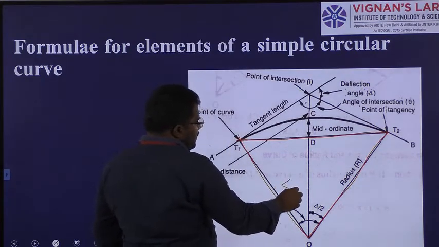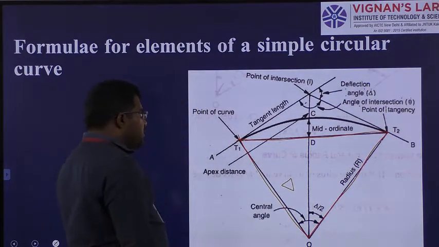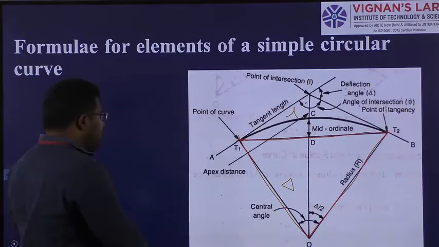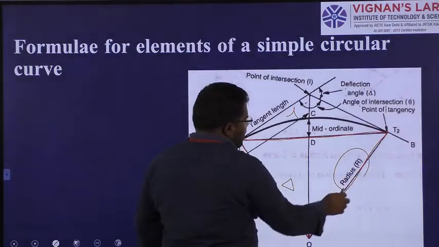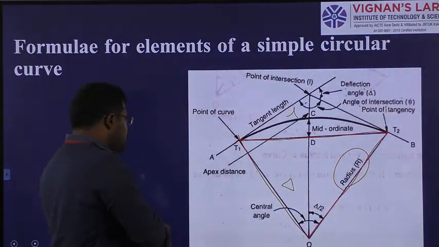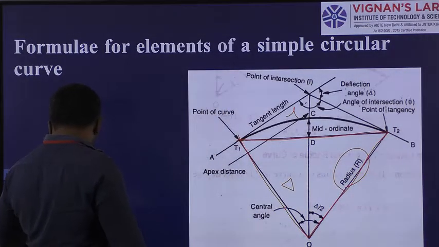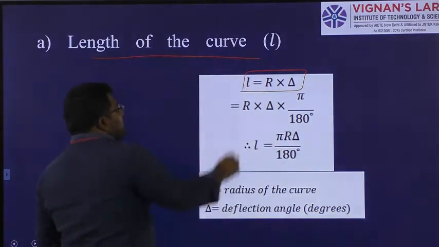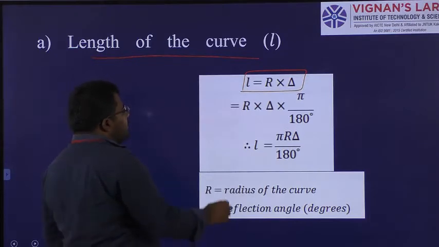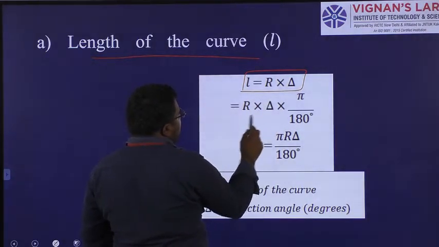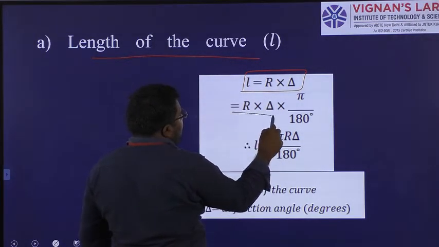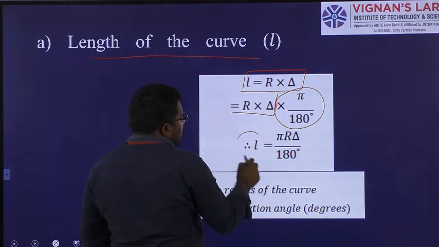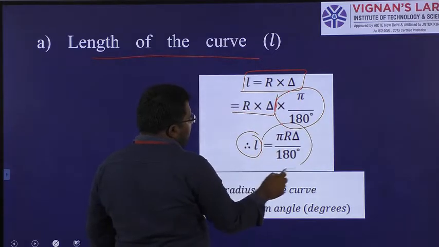Okay, this is delta now, right? So what is this value? This will be the L, and this is the radius R. If you want to know that distance, we take small l equals R into delta. This is in degrees, so we are going to convert it into radians: R into delta pi by 180. So from here, LB equals pi R delta by 180.